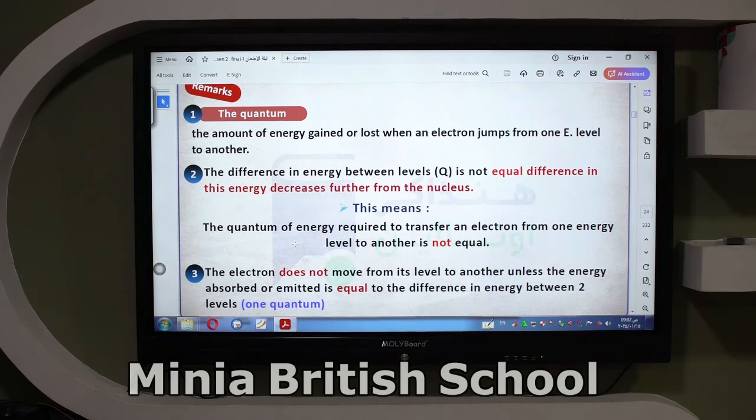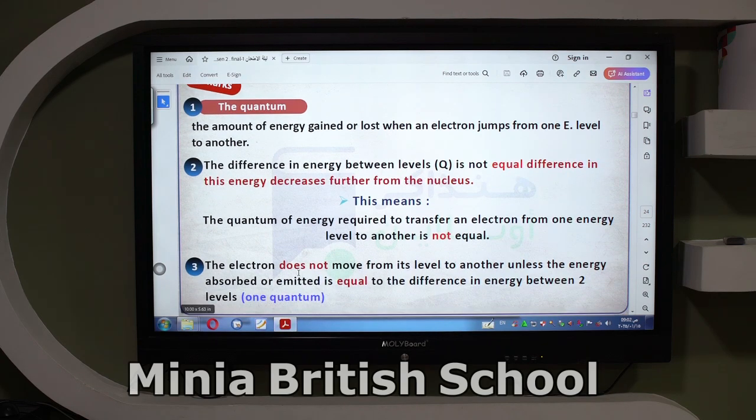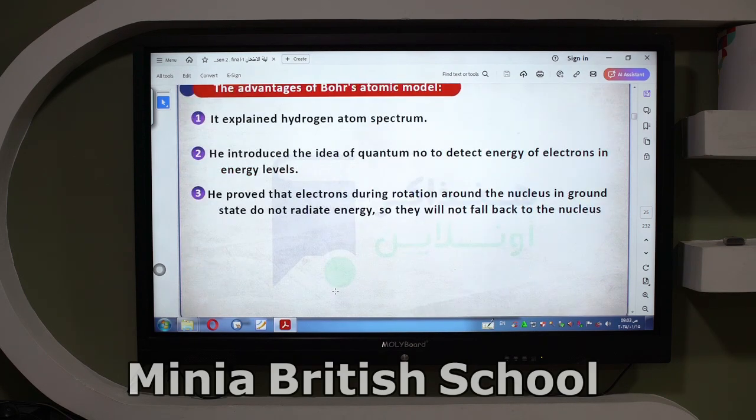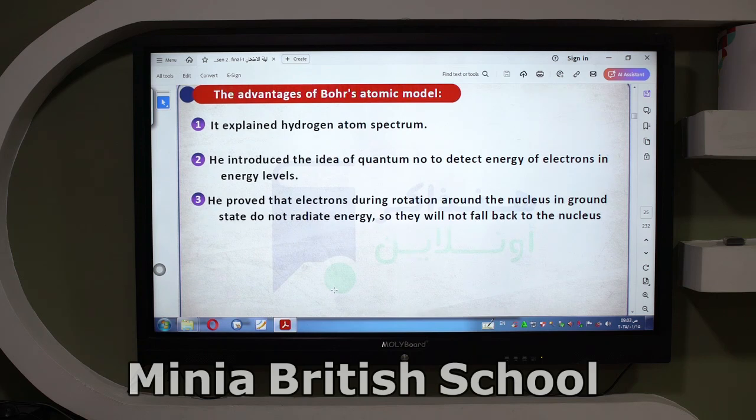An electron that gains some energy makes the atom called an excited atom. An electron doesn't move from its level to another unless the energy absorbed or emitted is equal to the difference between the 2 energy levels. It's called one quantum. That's sufficient to move it from one energy level to another energy level.